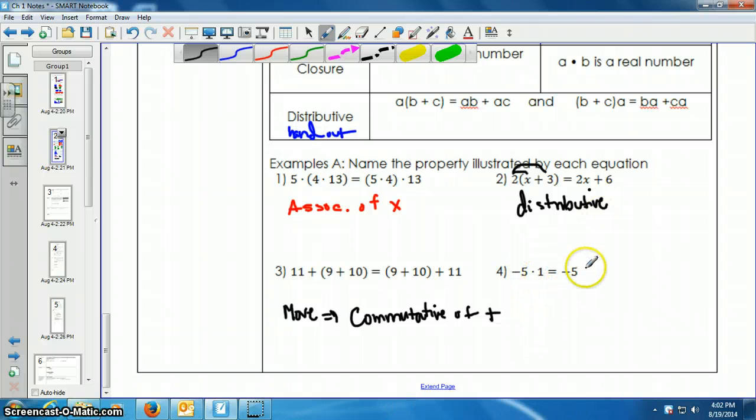Lastly, negative 5 times 1 is still negative 5, so how is it keeping its identity? The identity property of multiplication. All right.